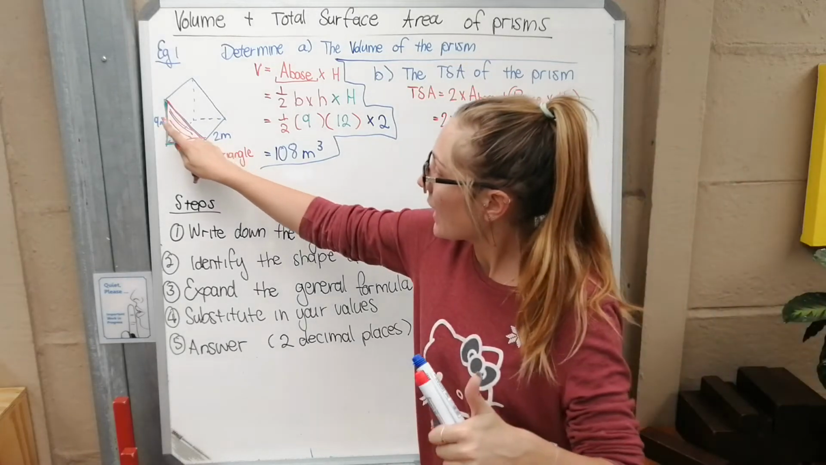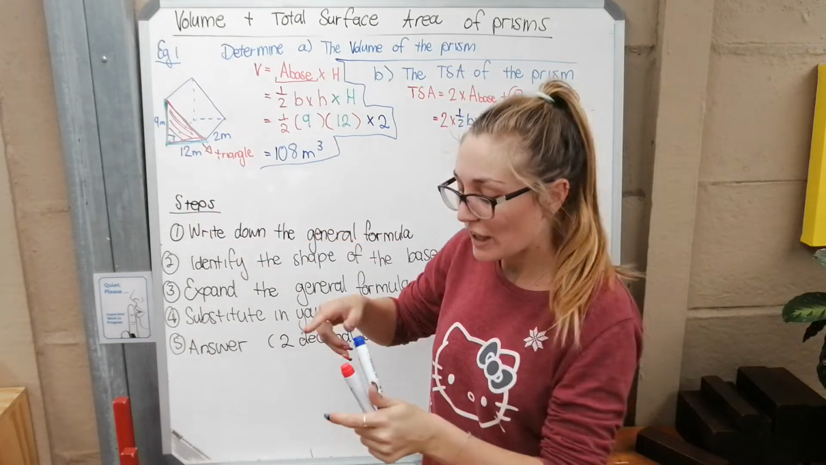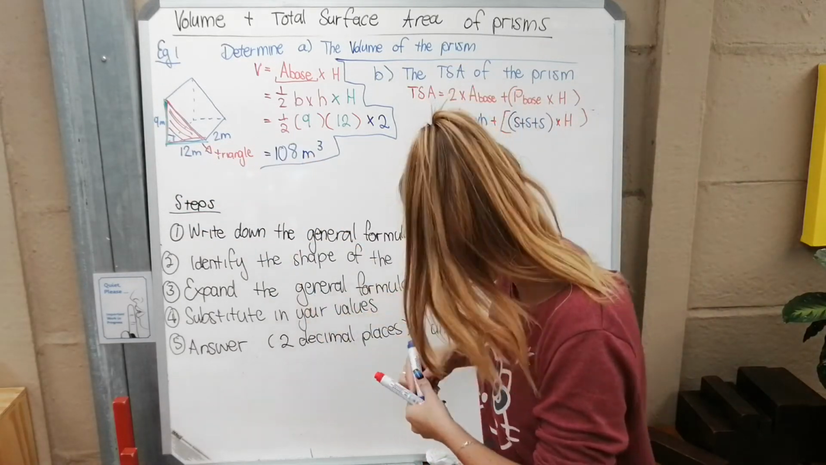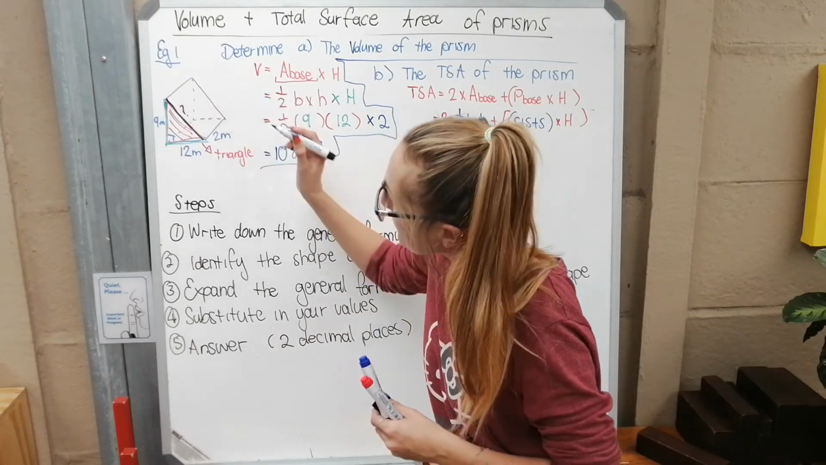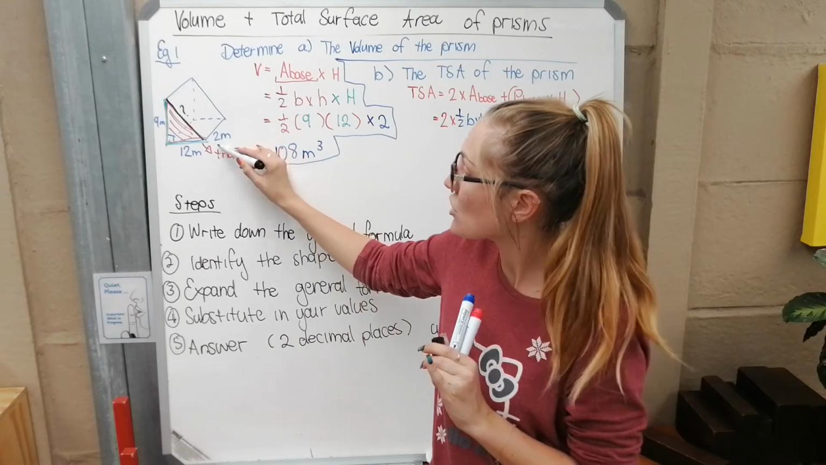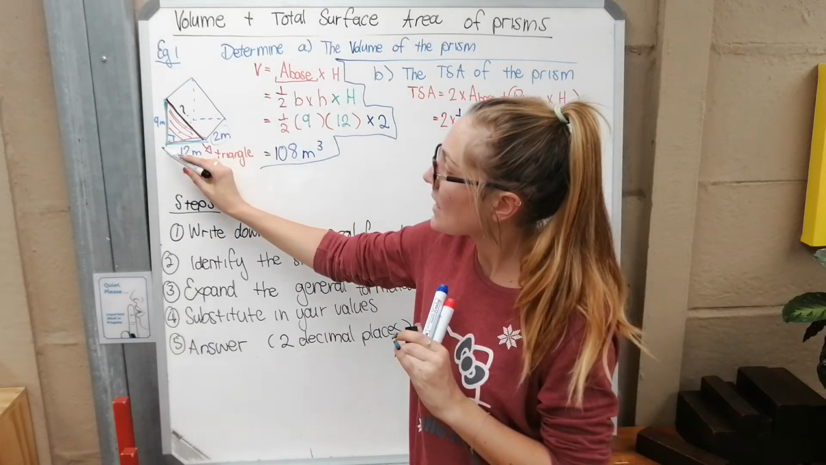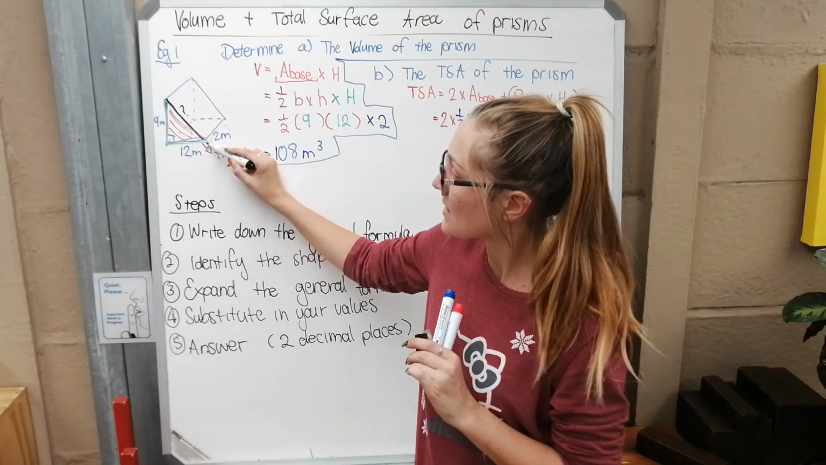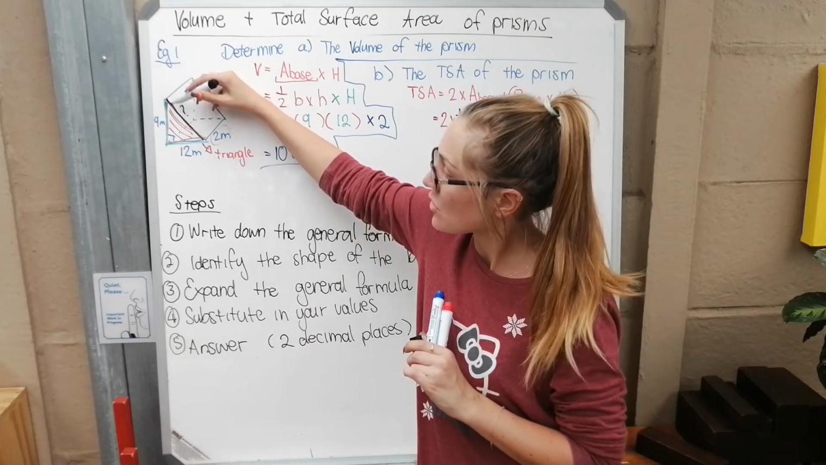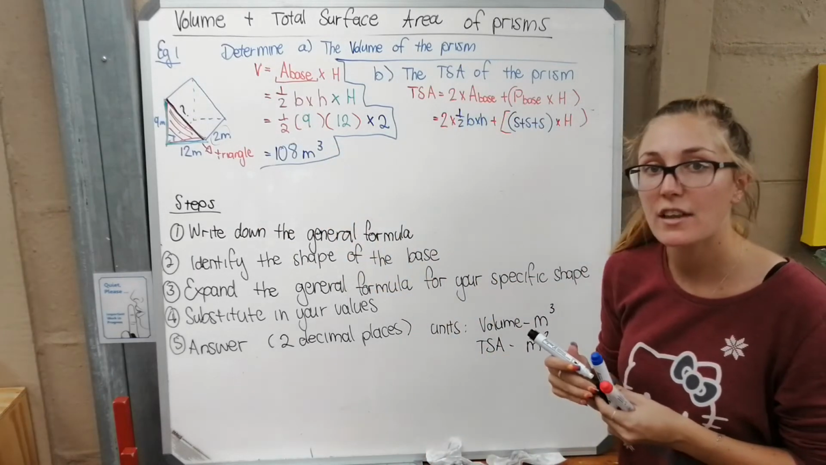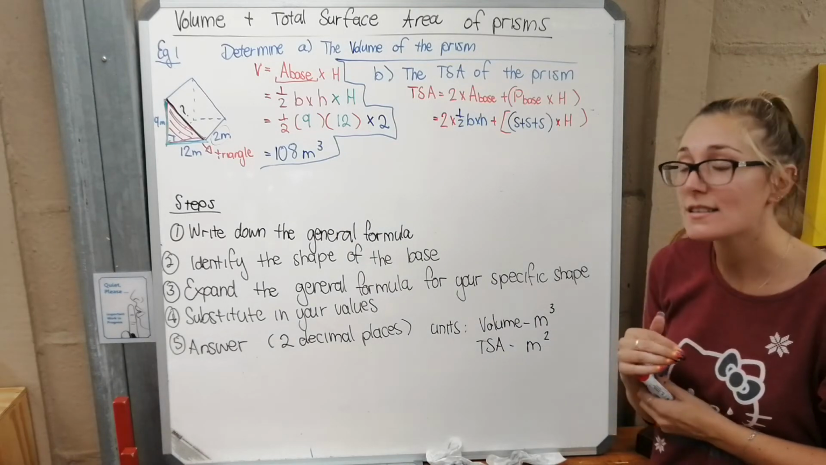So we've got 9, we've got 12. We don't have this third side of the triangle. We don't know what that is. Please don't get confused with this 2 meters. This 2 meters has nothing to do with the face. That 2 meters is how far back our prism goes. That is not the length of this side of the triangle. So we actually don't have that third side, which means we have to find it.